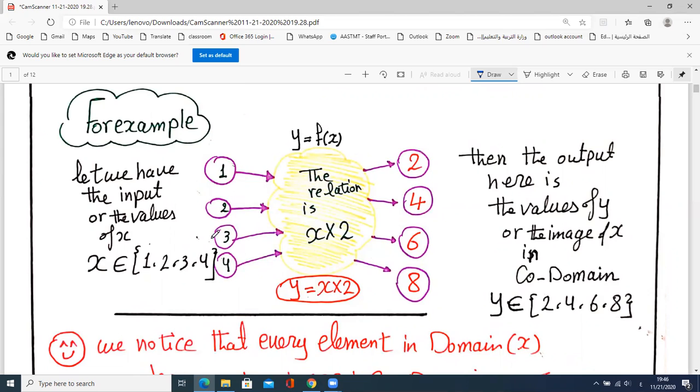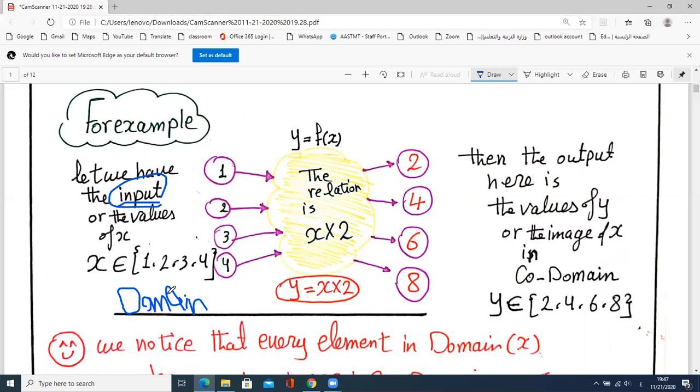These values of x we call input. These are the values of x which are called the input values, okay? Or the values of x, or we call it domain. So what's the meaning of domain? The domain is a set or interval that represents the possible values of x. Then the domain is 1, 2, 3, or 4.